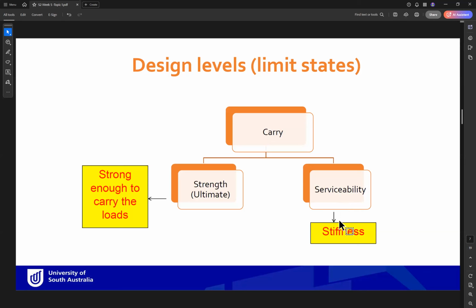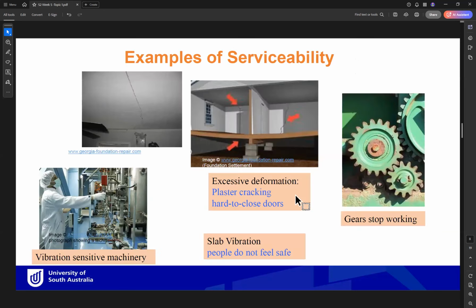Serviceability means we need to make sure that the stiffness of the structure is good enough to sustain the load. So under serviceability we are checking some deformation of the structure like deflection, vibration, drifting, and so on. So we have two criteria of design. We need to satisfy both to make a safe and economic design.